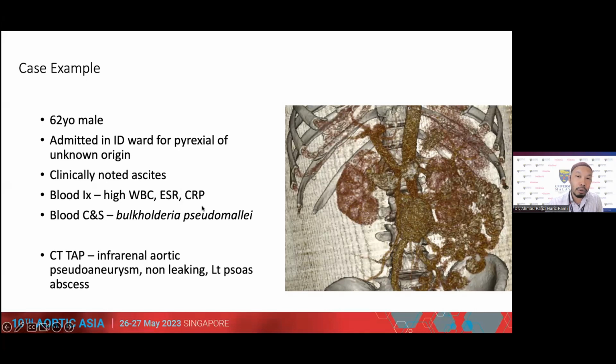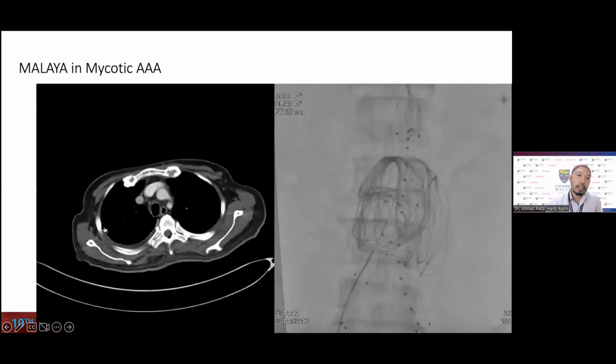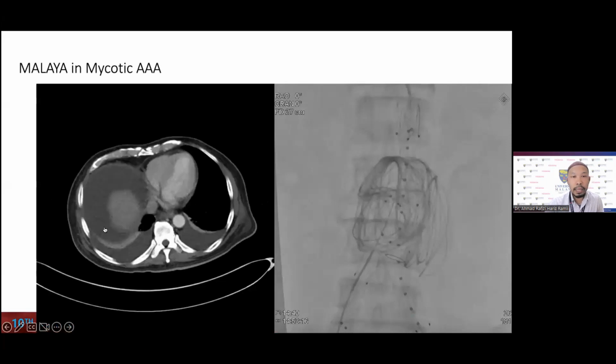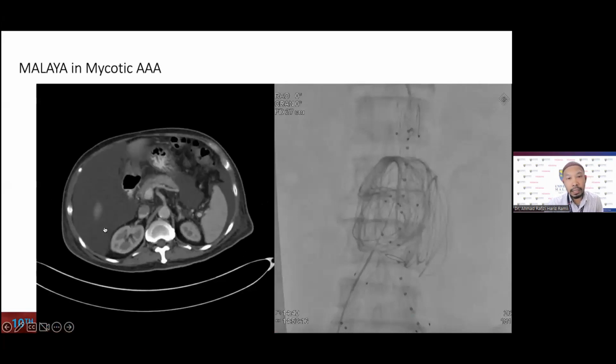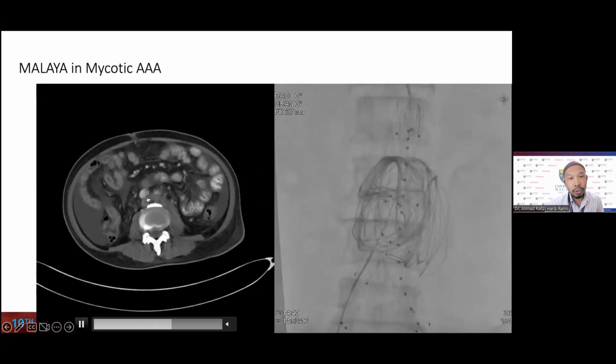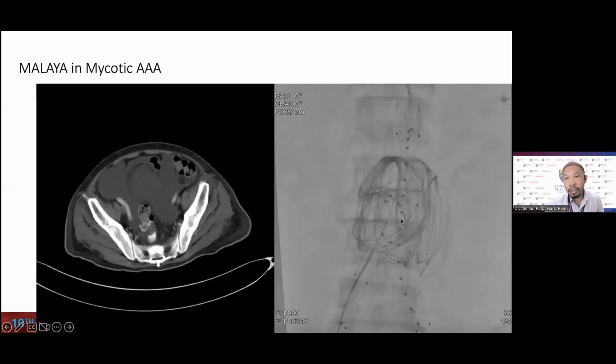But if they don't rupture and can tolerate, what we do is normally give them high dose IV antibiotics and monitor them. Hopefully we can so-called sterilize the sac. And then after 2 weeks, we treat them with EVAR. So this is how it looks like. We also use the Malaya technique in this setting as well. So that's the pseudoaneurysm of the aorta. So this is how it looks.